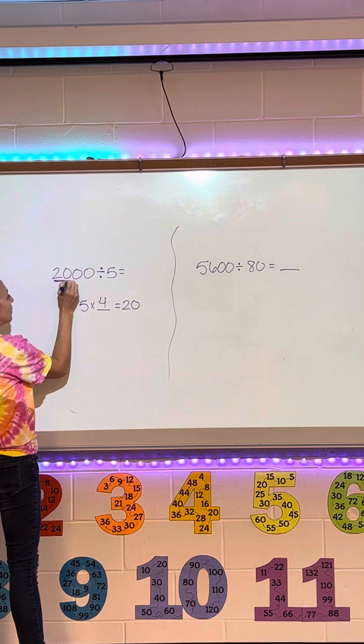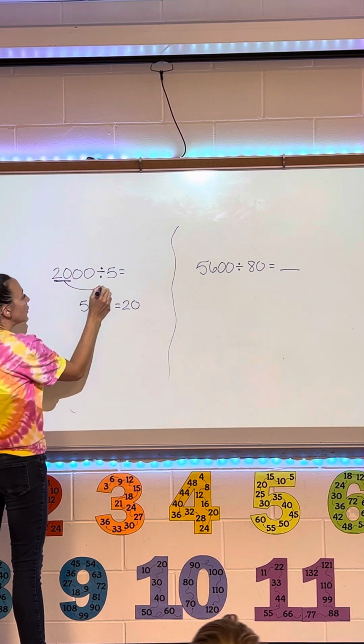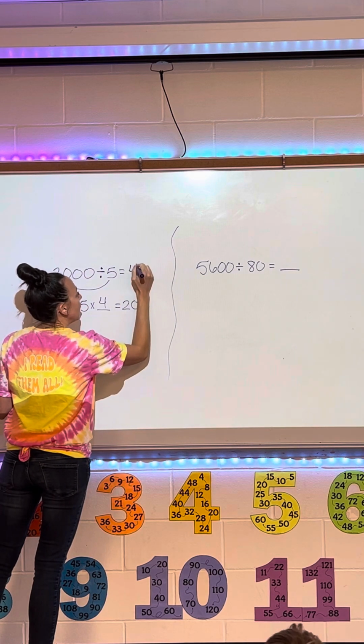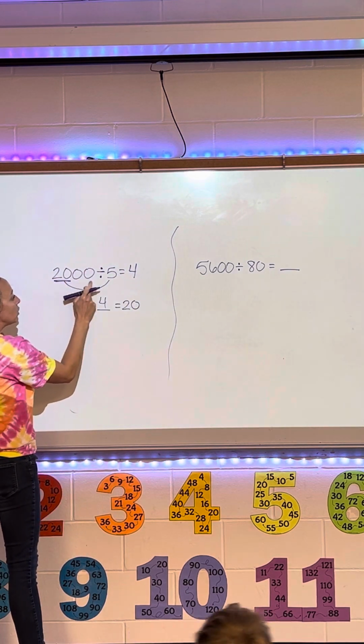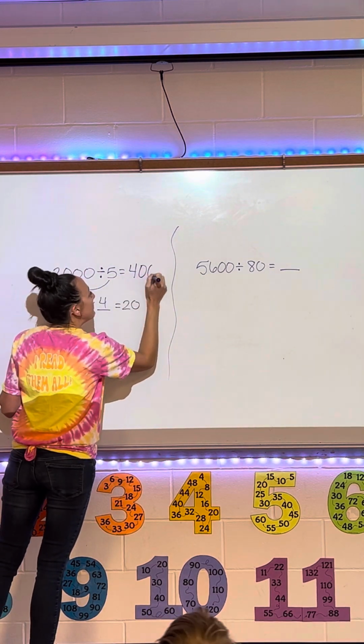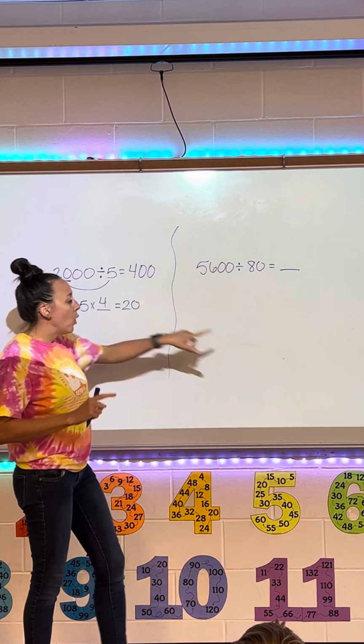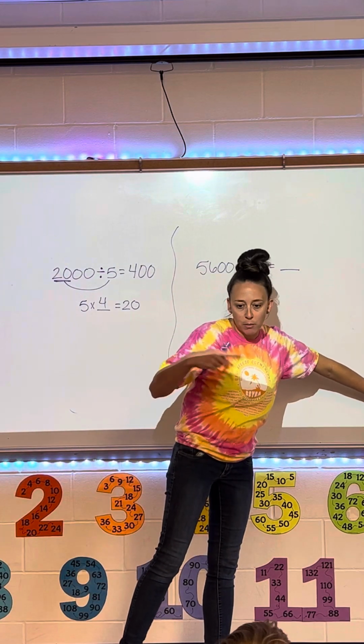So this is my basic fact. Well, I know 20 divided by 5 is going to give me 4. What am I doing with my zeros? Pop them at the back. Now, what do I do after I solve? What do I need to make sure I do before I move on?